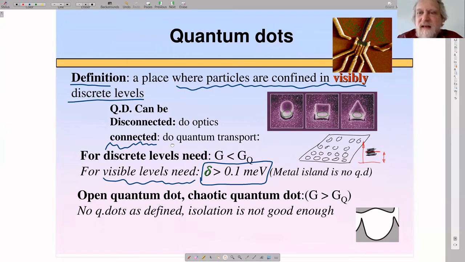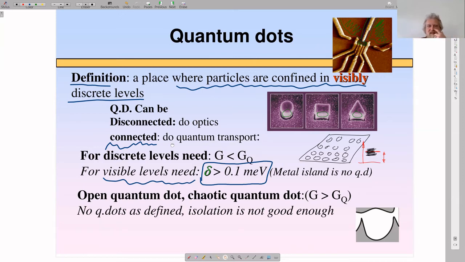This is not trivial because you connect it to the continuous spectrum in the leads. And so there will be some rate of jumping from the dot to the leads. We'll talk about this. And this rate would broaden the discrete levels. And if the broadening is of the order of the distance between the levels, you are done. You don't see any discrete levels. So it does not qualify as a quantum dot. Good. What does it mean? It has a very simple expression in terms of resistance or conductance. The conductance of a contact must be smaller than GQ.